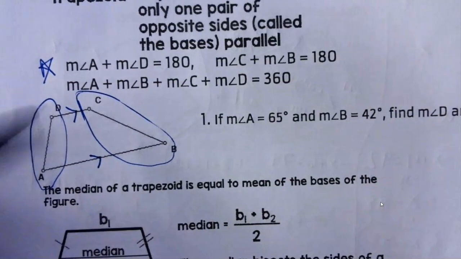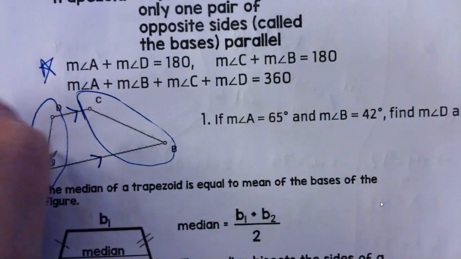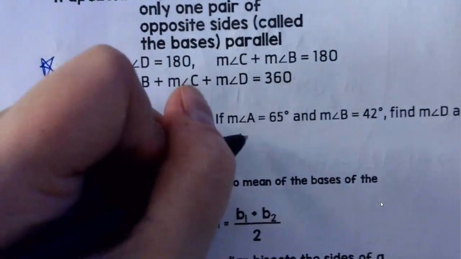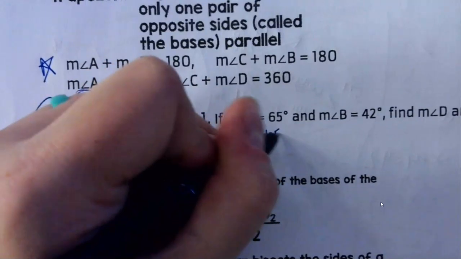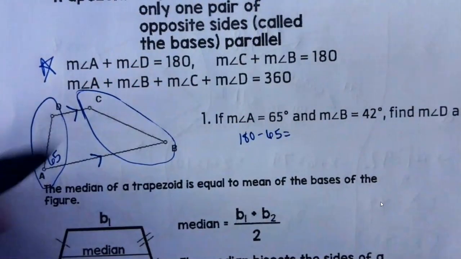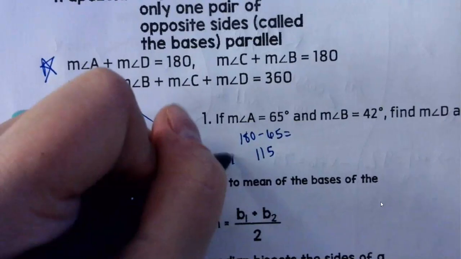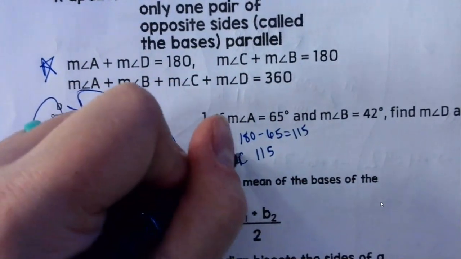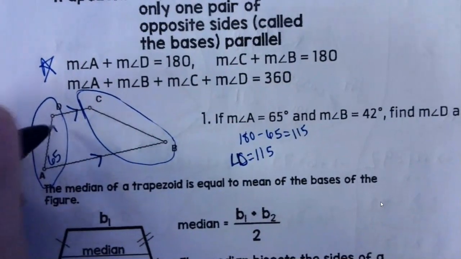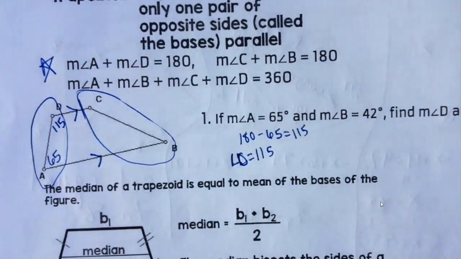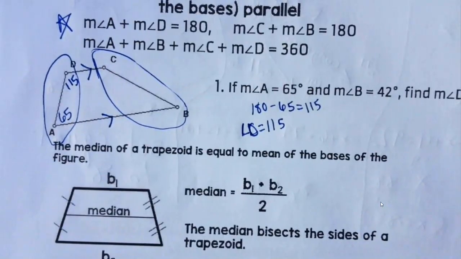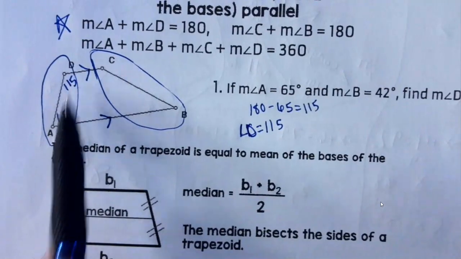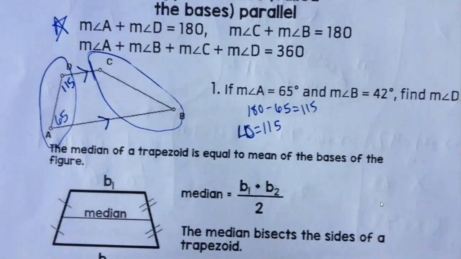That's also important. But if you know A is 65, and you take 180 and take 65 away from it, then you are left with 115, which is what angle D would be, because they're going to be supplementary. So the ones that do not touch the same base, the bases being the parallel sides, these touch different bases, they are supplementary to each other.